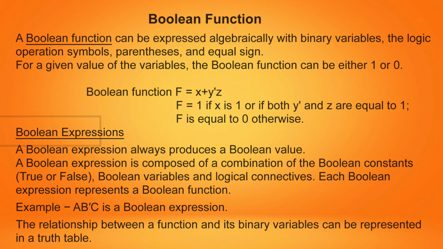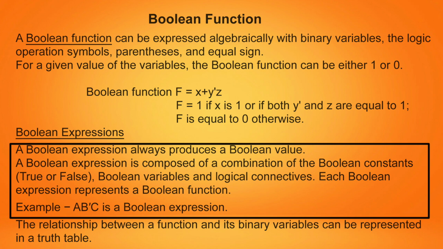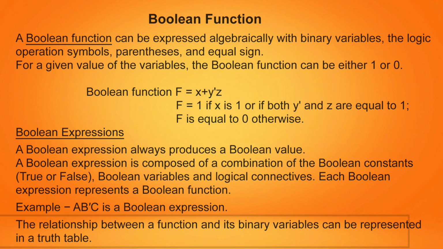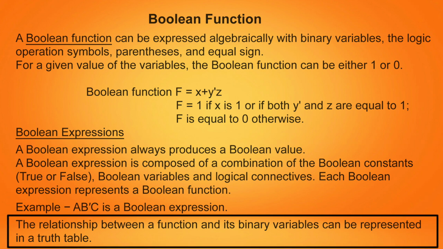Boolean expression. A Boolean expression always produces a Boolean value. A Boolean expression is composed of a combination of the Boolean constant, Boolean variable and logical connectives. Each Boolean expression represents a Boolean function. Example, a b dash c is a Boolean expression. The relationship between a function and its binary variables can be represented in a truth table.